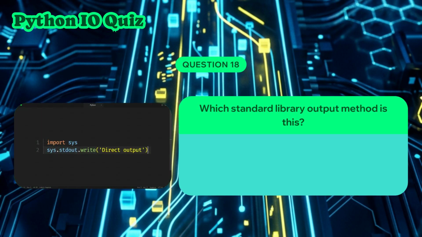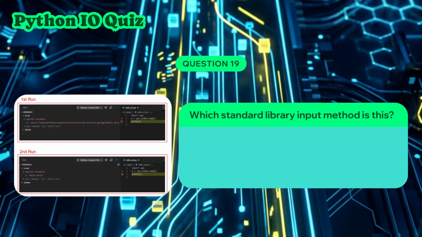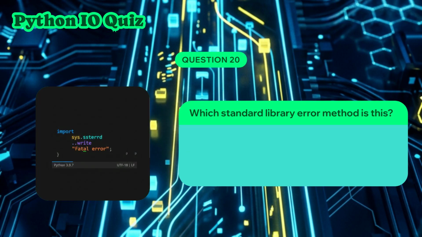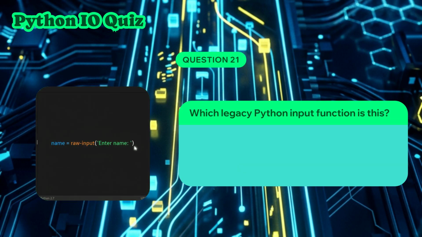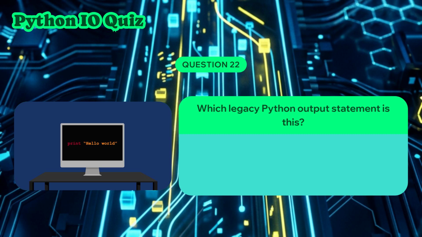Which standard library output method is this? Which standard library input method is this? Which standard library error method is this? Which legacy Python input function is this? Which legacy Python output statement is this?